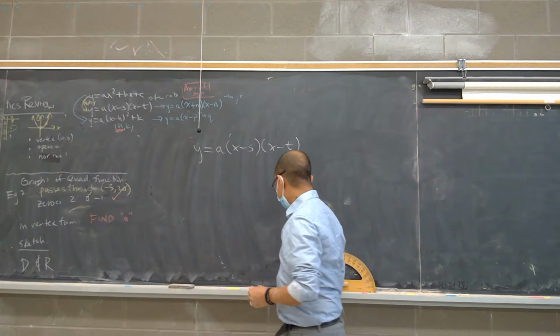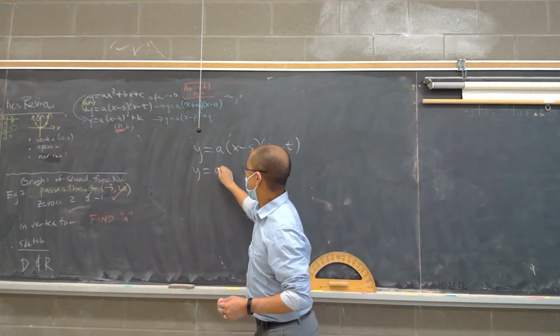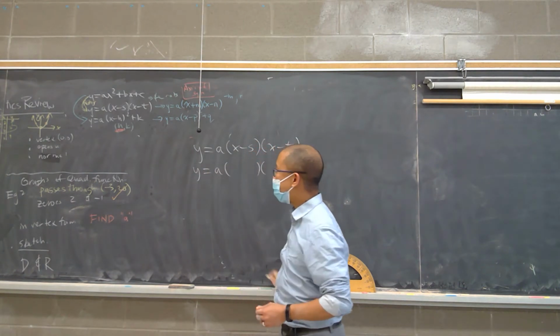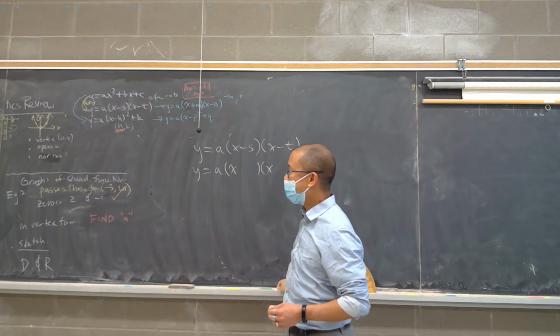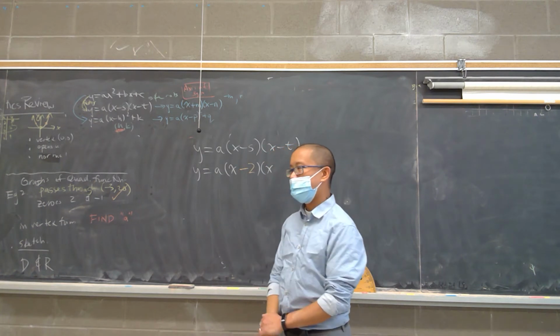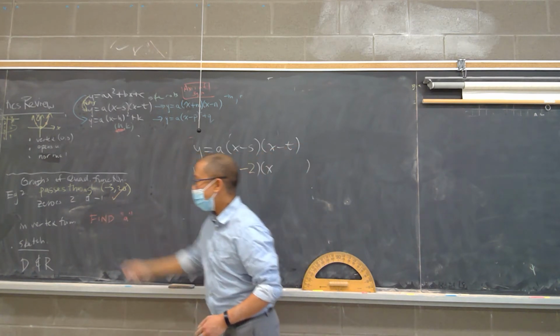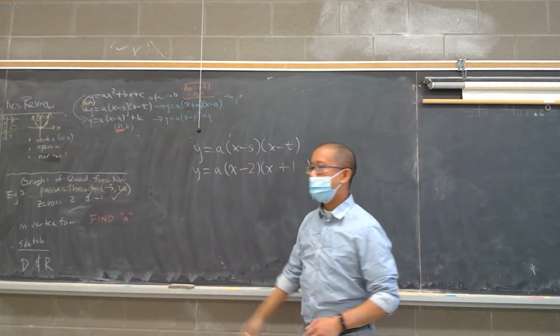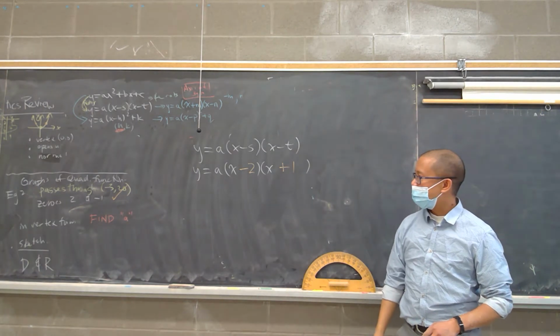Notice what I'm going to do, ladies and gentlemen. There are so many letters. And put the x's there. This is 2, so notice what I'm going to write: minus 2. Notice this is negative 1, so I'm going to put plus 1. This is actually using the zeros.